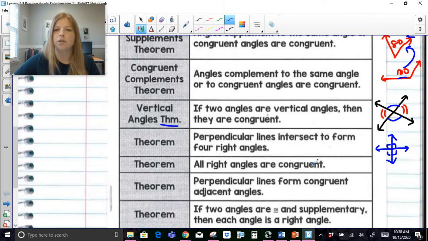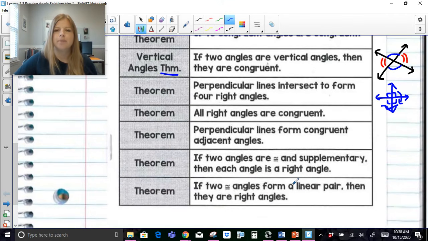All right angles are congruent. So if I have perpendicular lines, they form four right angles. I would then be able to say, okay, well, all right angles are congruent. That's just something that we know, but we can officially say it in a proof. Perpendicular lines form congruent adjacent angles. So not only are they congruent to each other, but everything that's adjacent means next to, which also still plays off of those previous two statements.